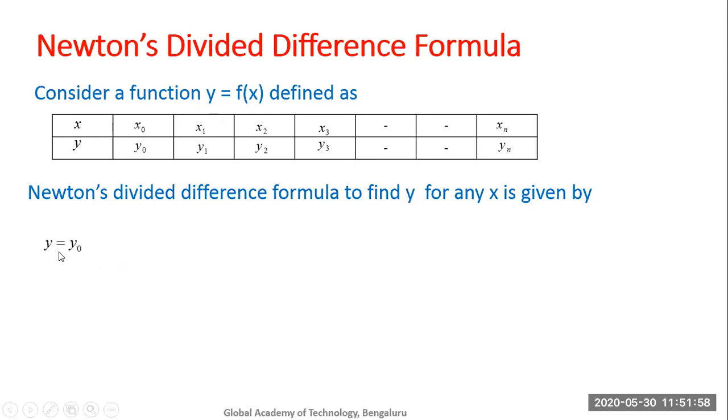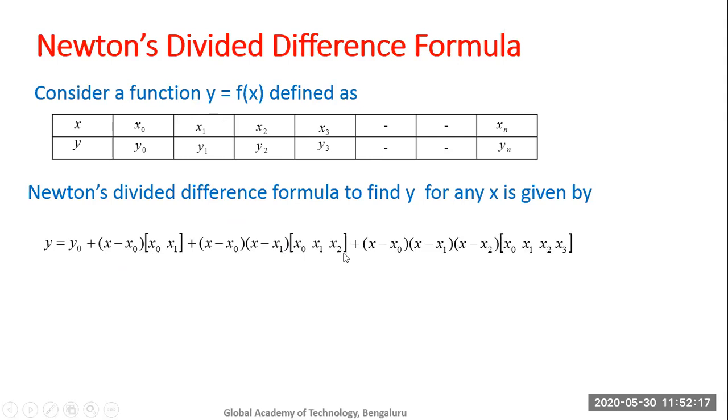So the formula is given by y is equal to y0 plus x minus x0 into the first divide difference, x0, x1. Next, x minus x0, x minus x1, both will come into the second divide difference, x0, x1, x2. Next term is x minus x0, x minus x1, x minus x2 into the third divide difference, x0, x1, x2, x3, and so on, till you get the last term, x minus x0 up to x minus xn minus 1, into the nth divide difference.